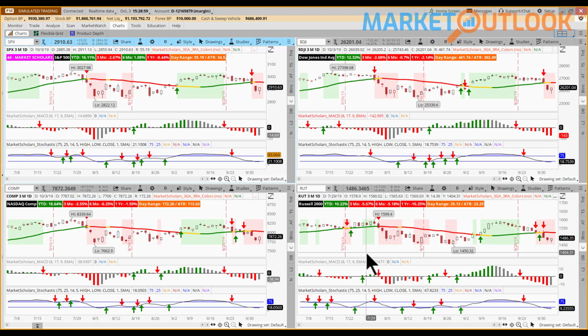And as I mentioned on Tuesday, we had 3 red arrows at that time on all 4 of our charts. We continue to have 3 red arrows on all 4 of our charts. However, there is something new to report that is a healthier sign, which is the MACDs are starting to roll higher.